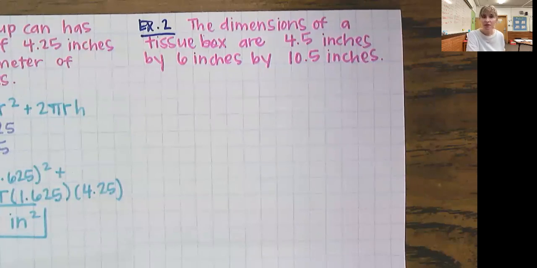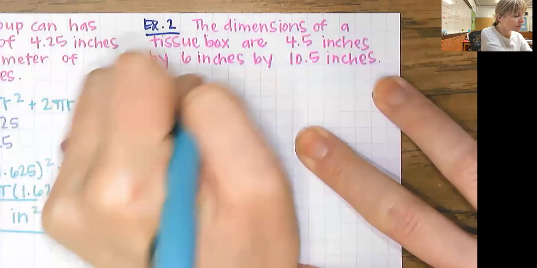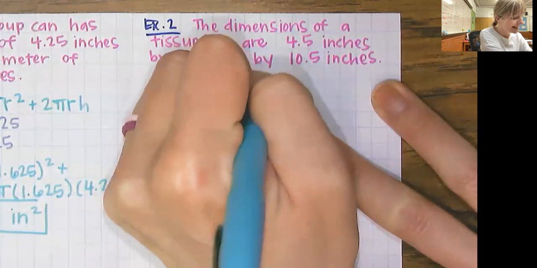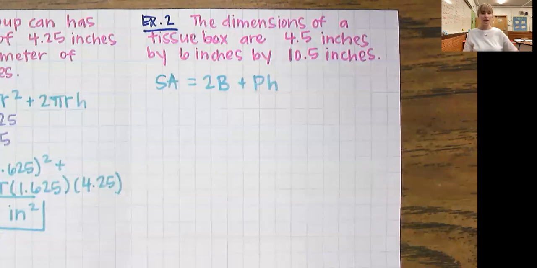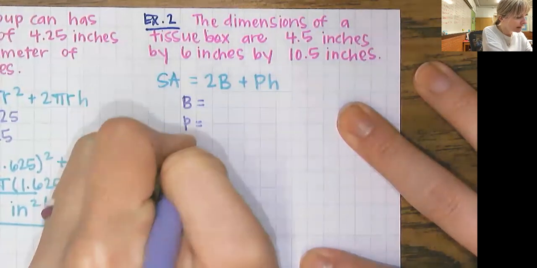The dimensions of a tissue box are 4.5 inches by 6 inches by 10.5 inches. What am I describing if I'm giving you 3 dimensions and I'm talking about a tissue box? Oh, a rectangular prism. Okay, so the surface area of a rectangular prism is going to be 2B plus PH, with a capital B and a capital P. That means those are things that we need to calculate. All right, so I'm going to do capital B, capital P, and H.